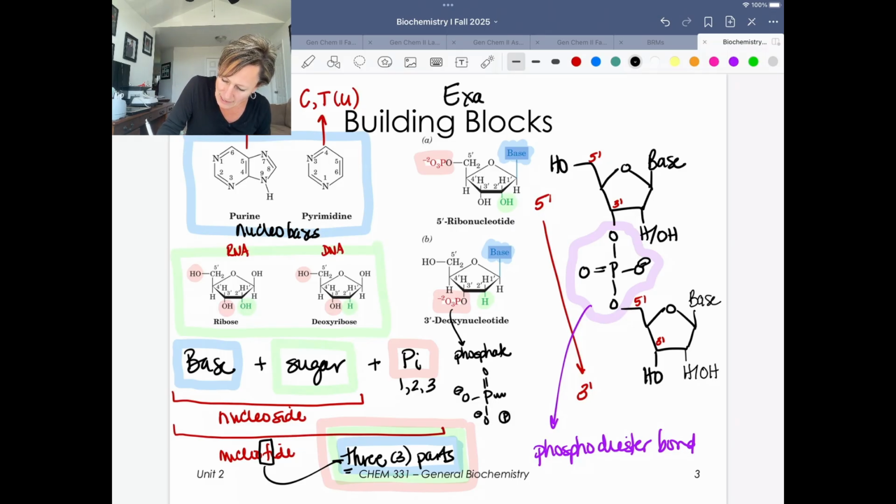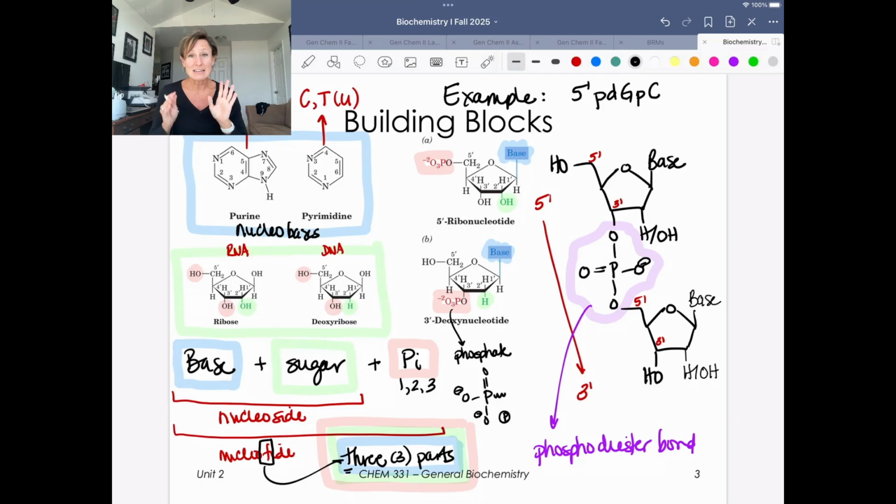So let's talk about an example. And you're going to see something that's going to be of this flavor. So you might see something like this: pDGpC. I wanted to make sure I wrote exactly what I had. Now, what does this little code mean?